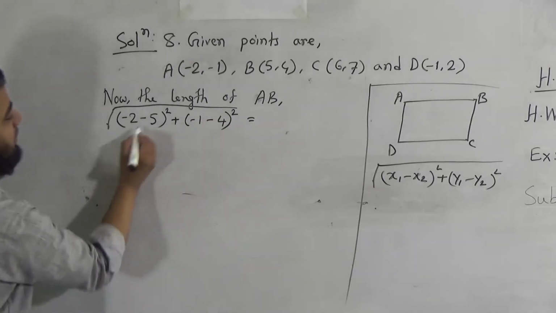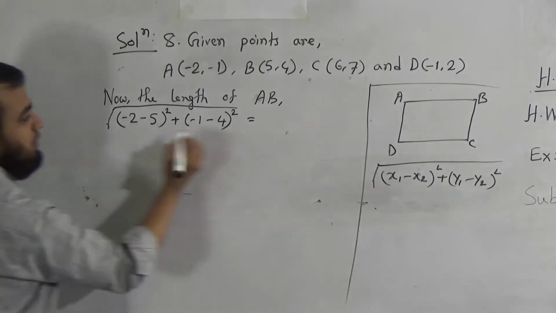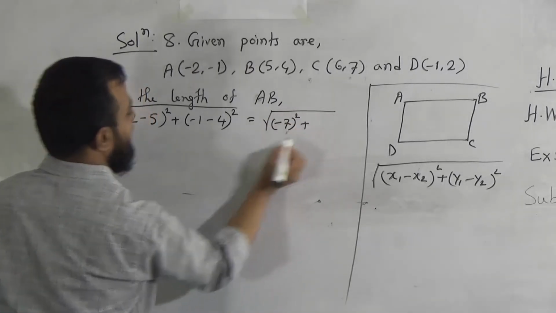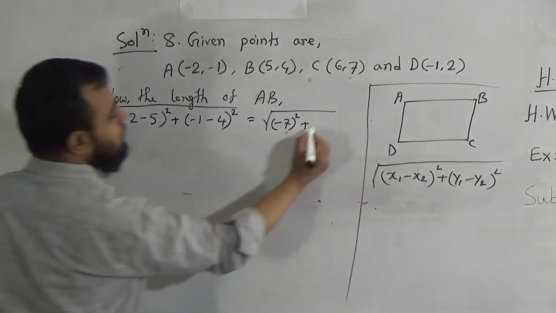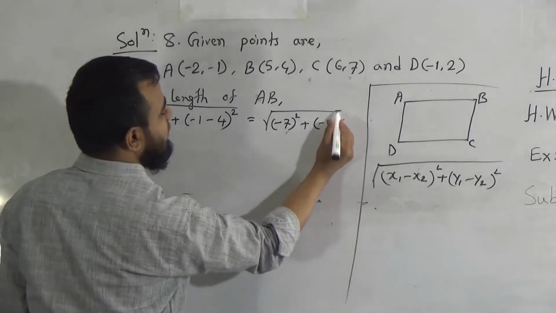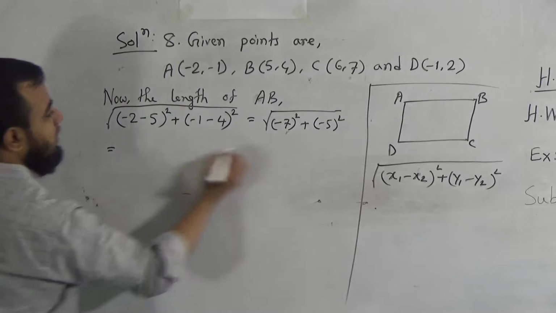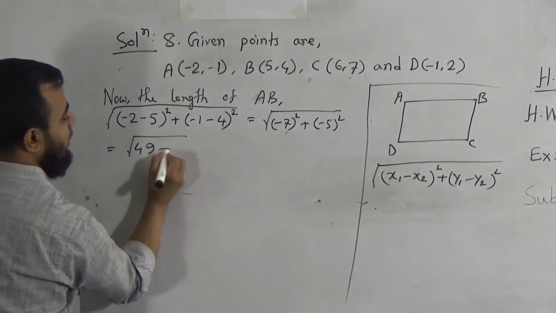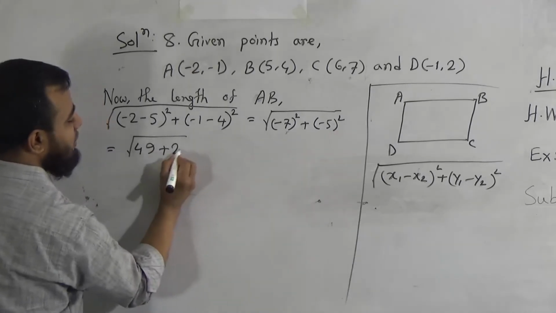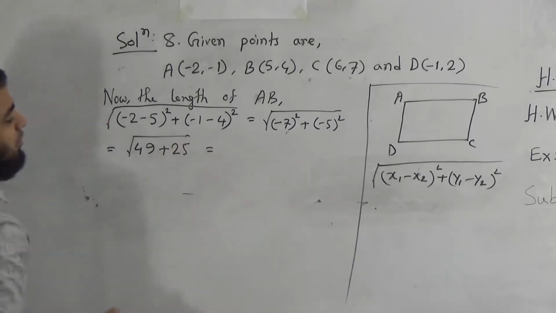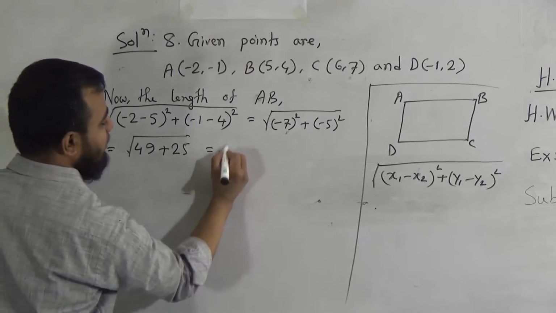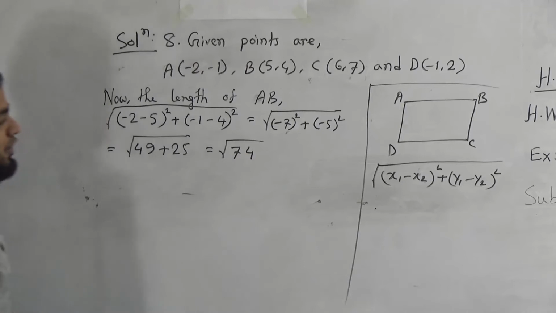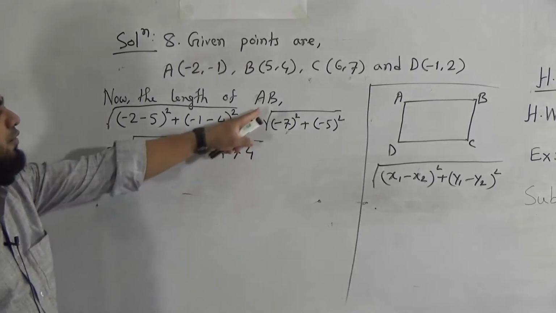So it will be how much? -2 minus 5 equals -7, so (-7) square, plus -1 minus 4 equals -5, so (-5) square. It will be 49 plus 25, that's equal to 74. So the square root of 74 is the length of AB.